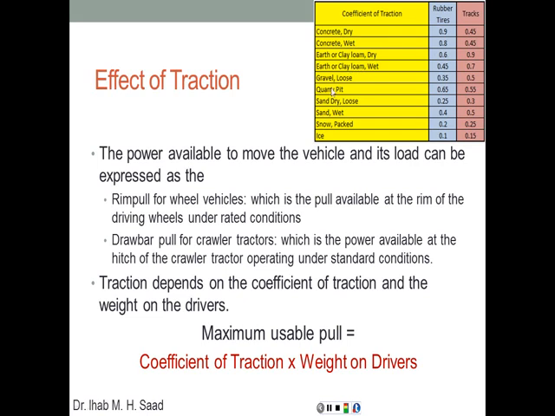And you keep going down until we reach, for example, ice. It's only 10%. 90% of the power of the equipment is wasted. And in case of tracks, it's going to be 85% of that power that's going to be wasted. So the maximum usable pull is the coefficient of traction, which we can obtain from such a table depending on the soil conditions, times the weight on drivers. Not the weight of the whole equipment, but the weight on the moving axles. That's going to be what affects the motion of the equipment.